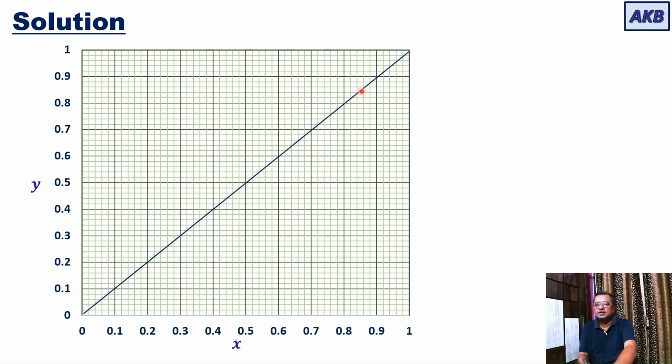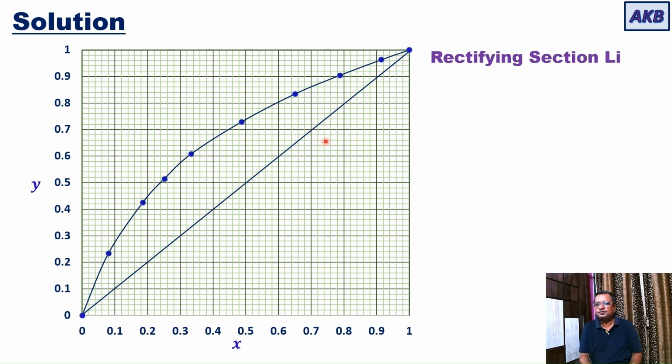For reference, I am drawing the diagonal line, and when the data is plotted, the points will look like this. And after you draw a curve passing through the points, the curve is the equilibrium curve. So this is the distribution diagram, and we are going to use this to find the number of equilibrium stages and then the minimum reflux ratio and also the minimum number of stages. So let us first plot the rectifying section line.